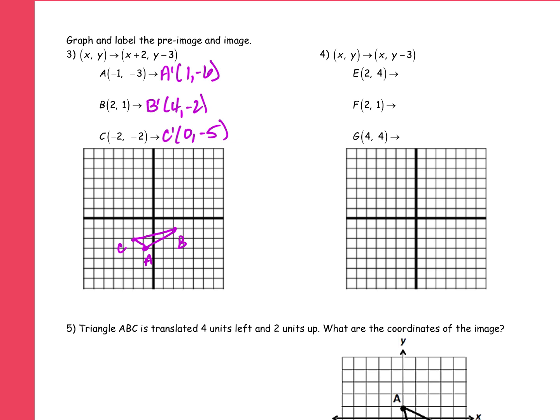Come on. So A is going to be 1, negative 6: 1, 2, 3, 4, 5, 6. So there's my new A prime. And B is 4, negative 2: 1, 2, 3, 4, 1, 2, and there's B prime. Ooh, hold on. How come that doesn't look right? That so doesn't look right. Did I do something wrong? Did I graph it wrong? Add 2, subtract 3. Add 2, subtract, whoa.